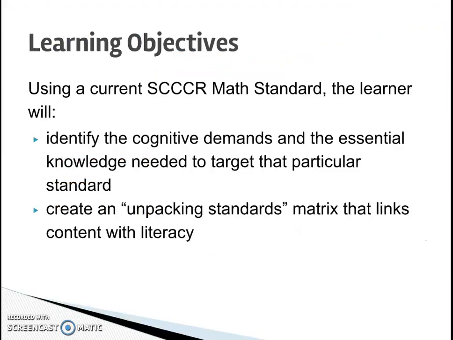Our learning objectives for this presentation are: using mathematics standards, the learner will identify the cognitive demands and the essential knowledge needed to target that particular standard, and create an unpacking standards matrix that links content with literacy.